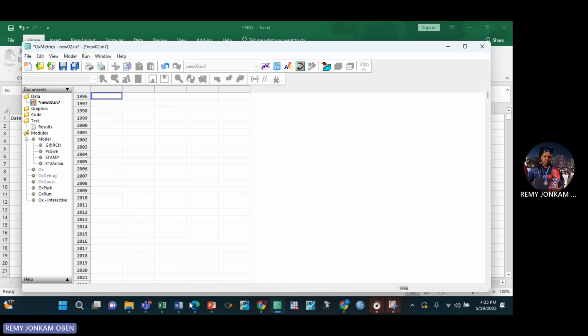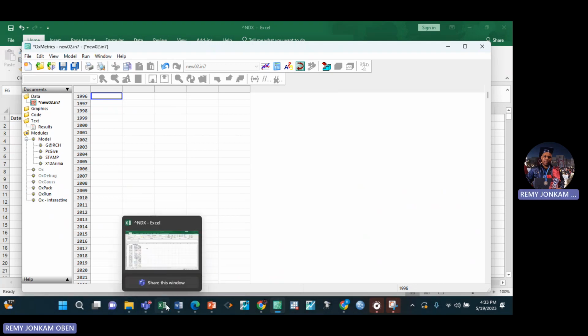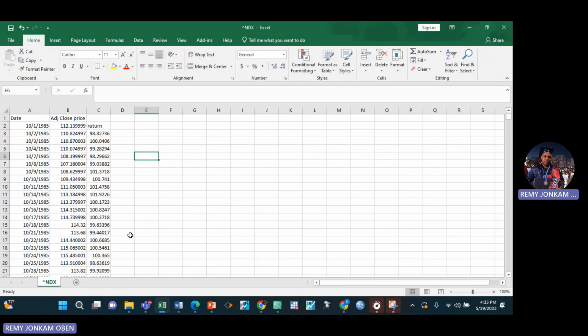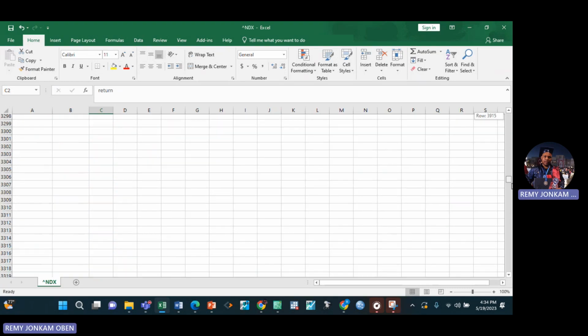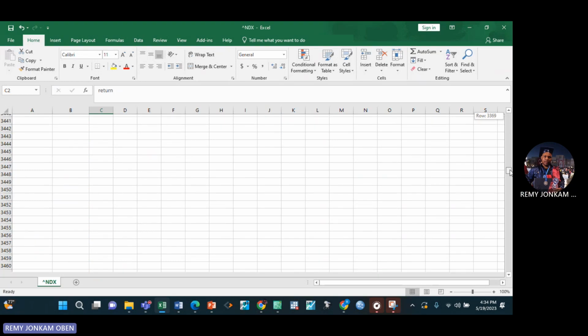Next, I have to copy the data. I can delete this. Copy now the data, the return series. It's the return series we are using. I have to copy the data of the return series from Excel to OxMetrics. When copying it, it's better to copy it with the title, with the heading, so that the heading will just paste on OxMetrics, right? So if I do that, let me see.